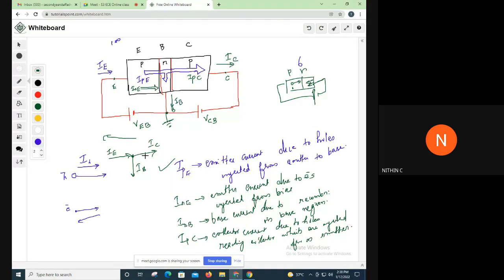Considering the transistor node, the current entering is IE, the only current. The currents leaving the node are IB and IC. So the current entering the node, IE, is equal to the sum of currents leaving the node, IB and IC. This is the expression for that. Clear?